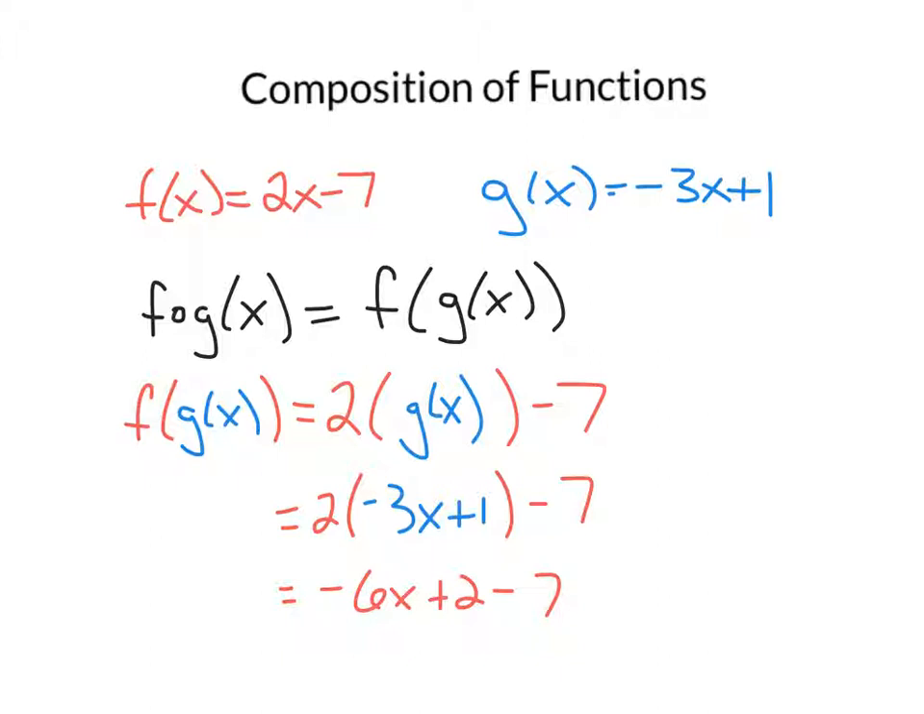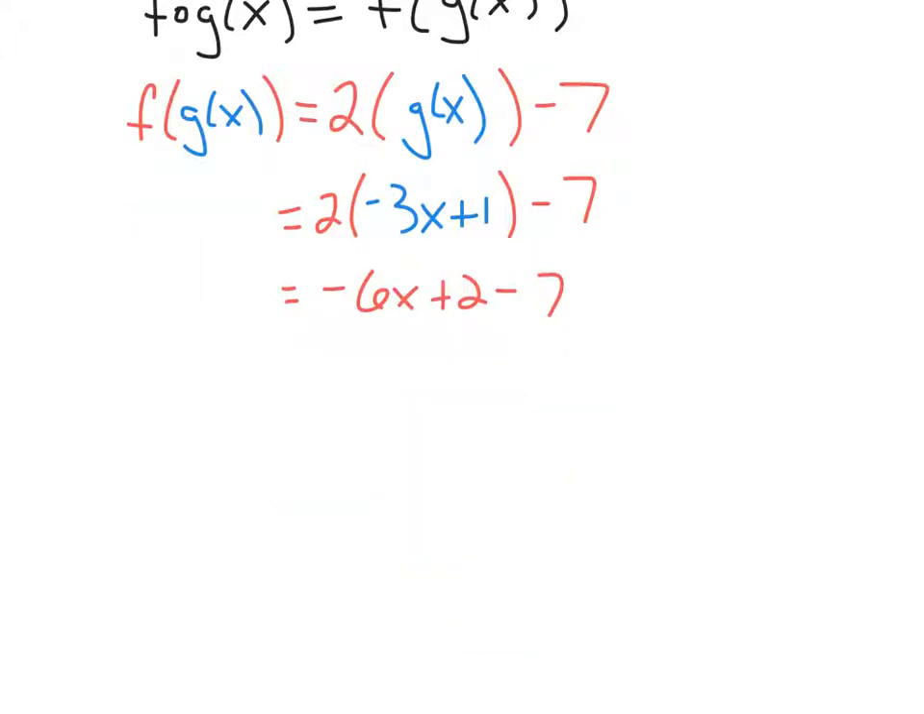And so then finally, f of g of x is negative 6x minus 5.